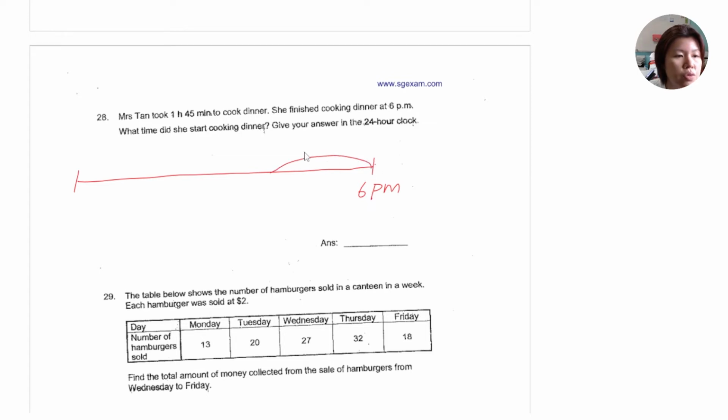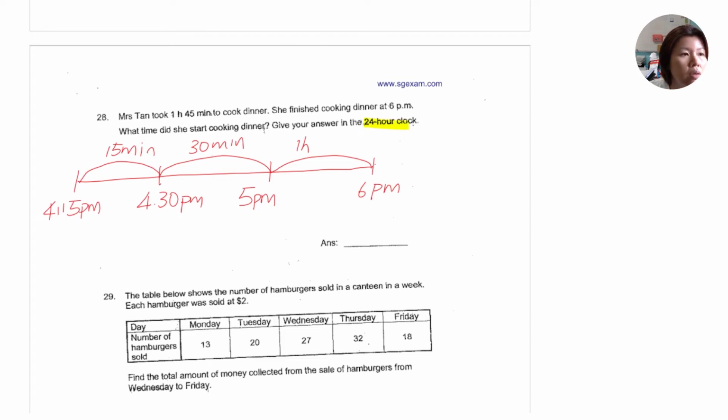So let's move 1 hour, is 5 p.m. Half an hour, which is 30 minutes backwards, is 4:30 p.m. And I move 15 minutes, it's actually 4:15 p.m. But they want in 24-hour clock. So meaning 4:15, 24 hour, plus 12:00 equals to 1615.